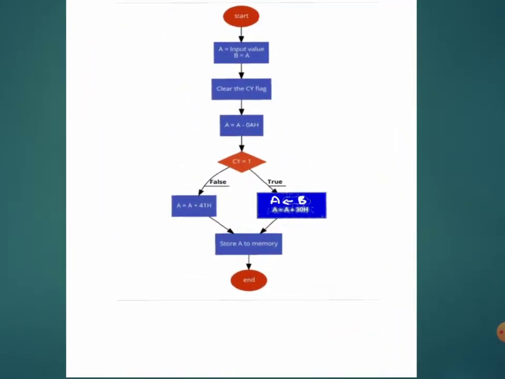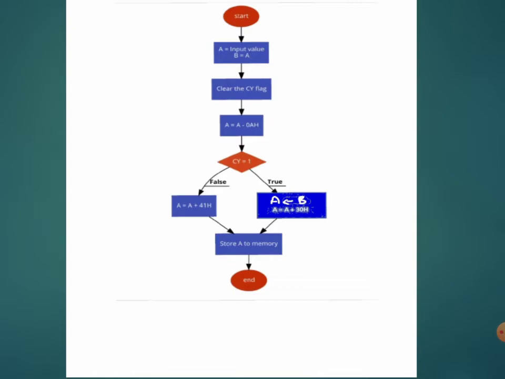Now look at the flow chart. First, we take the input value in the A register and a copy of the input value in the B register, clear the carry flag, and then subtract 0A from the input value in A, with the result in A.